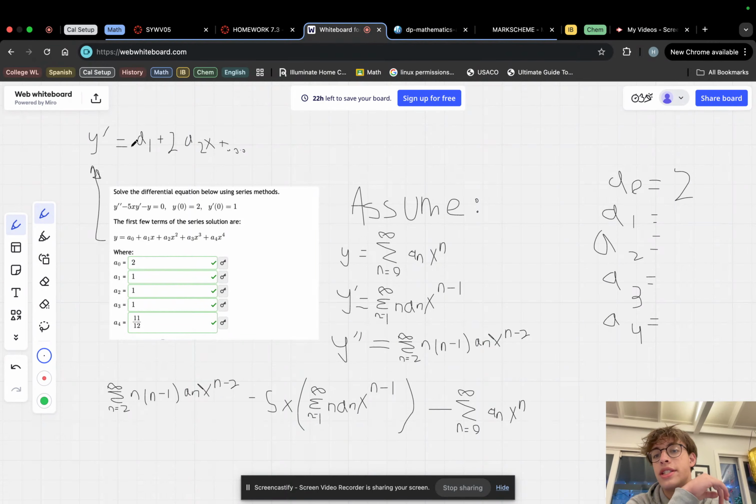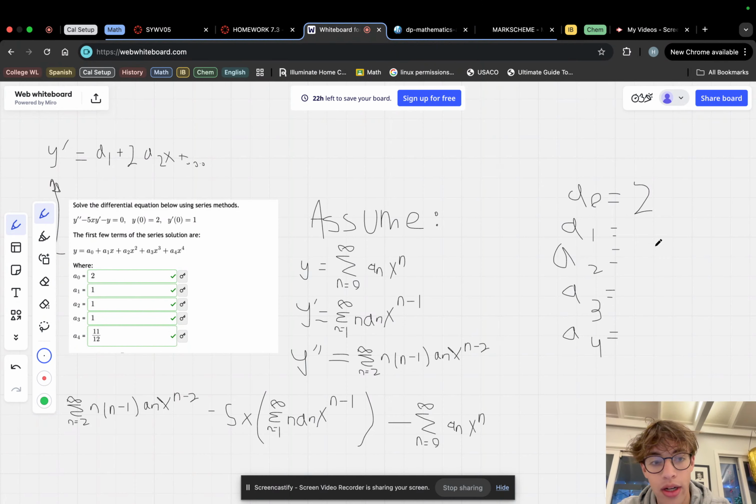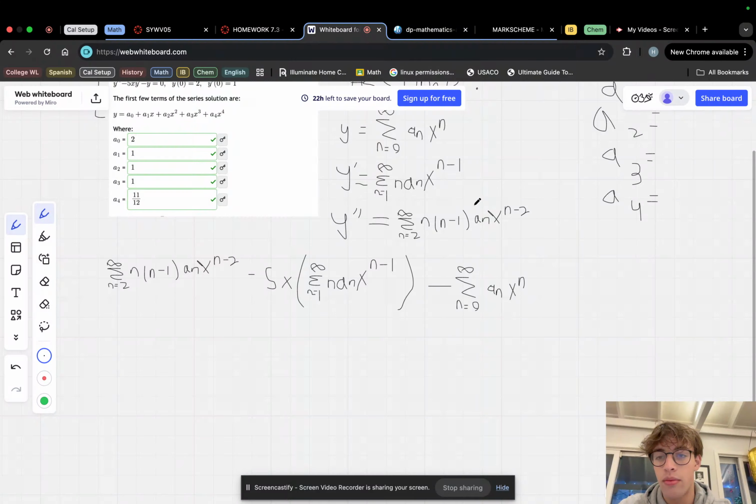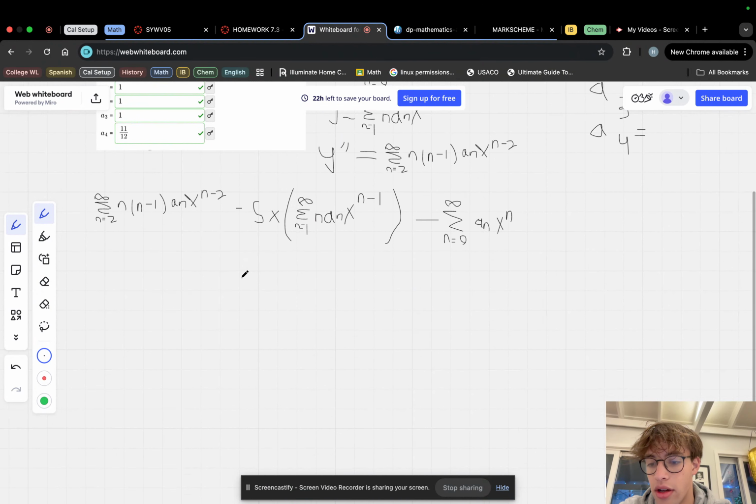Using the same logic, for y prime of 0, all these terms will cancel out because there are x's in them, but there's no x here. So we know y prime of 0 is 1, so A1 is 1. Boom. That's already two of our answers down. But now we actually have to work with the equation, because we don't have any more conditions.